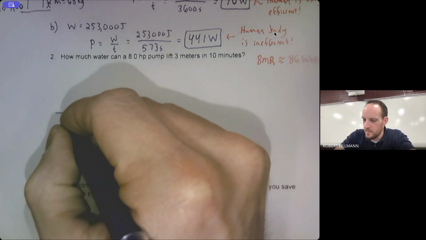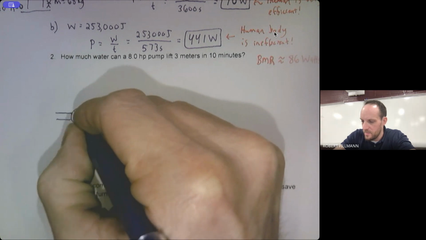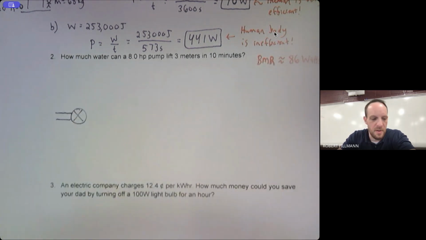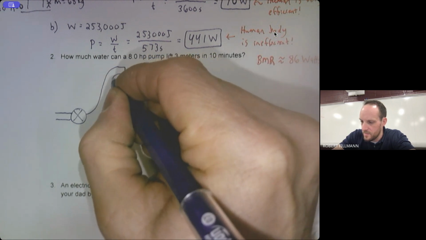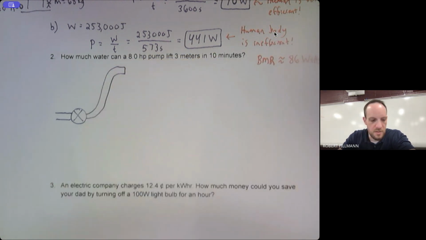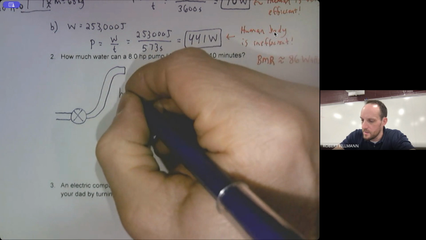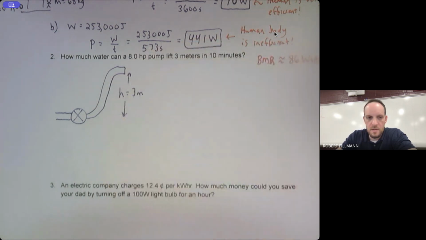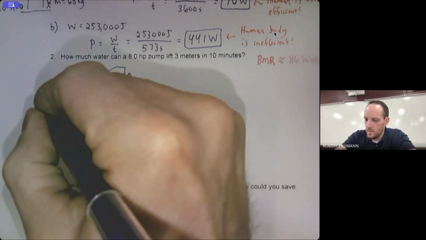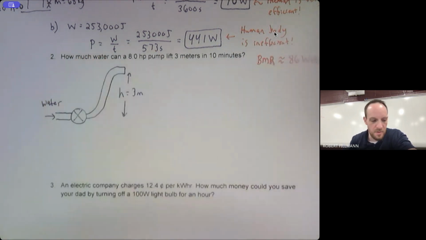So basically, we've got some kind of a water pipe. We've got our pump. This is a symbol for the pump, by the way. And the pump's going to lift the water uphill to a higher location. That height increase is 3 meters higher than it was before. So the water is going to be gaining some potential energy. So the water comes in this side and the pump lifts it upward. And we're basically told how powerful the pump is.